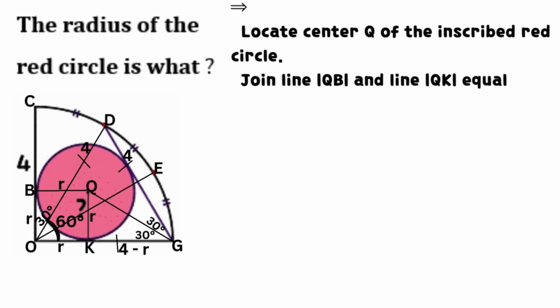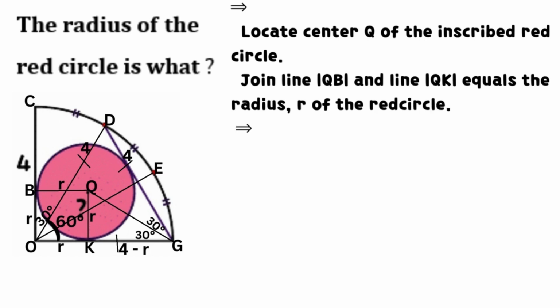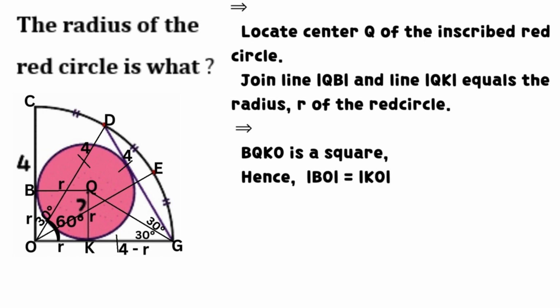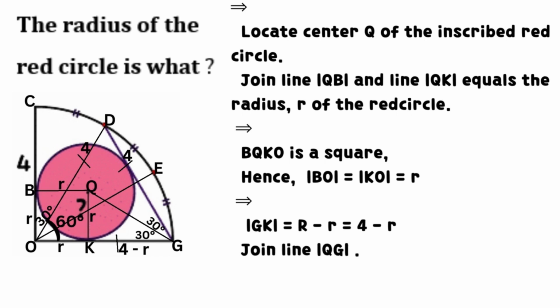Locate center Q of the inscribed red circle. Join line QB, and line QK equals the radius, R, of the red circle. It implies that BQKO is a square. Hence, line BO equals line KO, which equals R, the radius of the red circle. It follows that line GK equals 4 minus R.